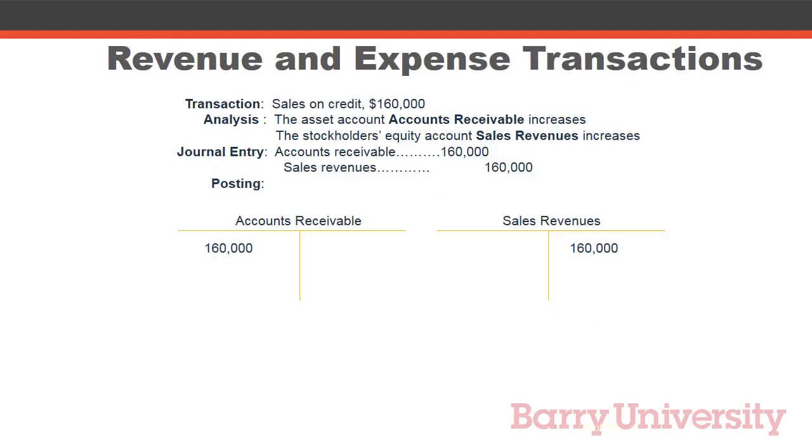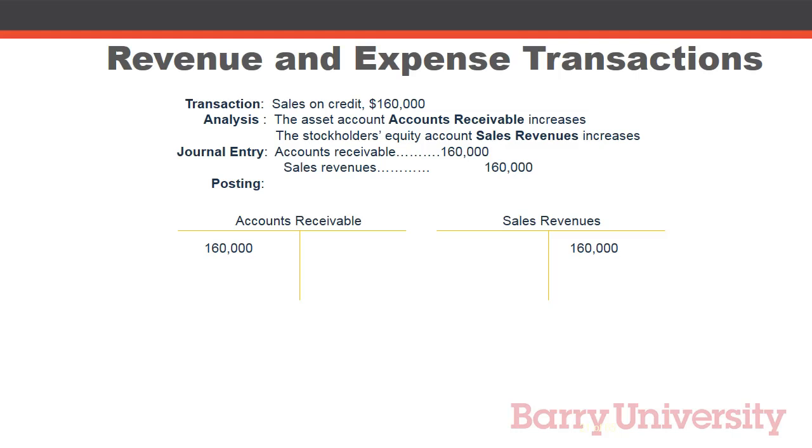So let's look at this transaction. We make a sale on credit for $160,000. This is very important. Under generally accepted accounting principles, we recognize a revenue when we deliver a good or service, not when we receive payment in cash. So we have delivered the good, we have earned the revenue.